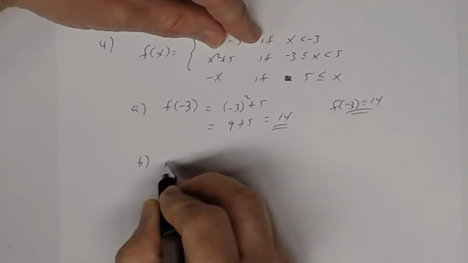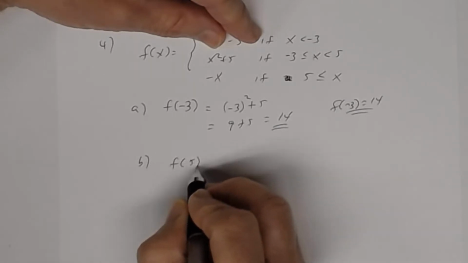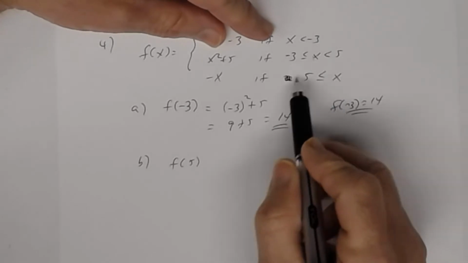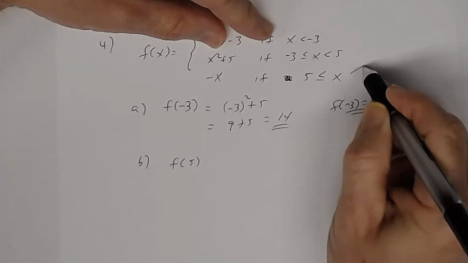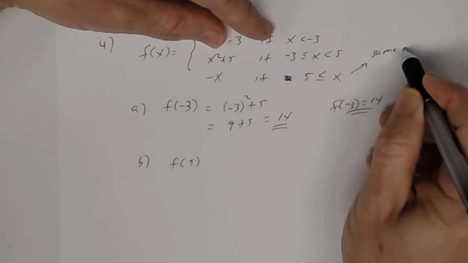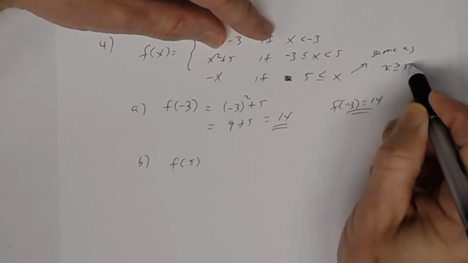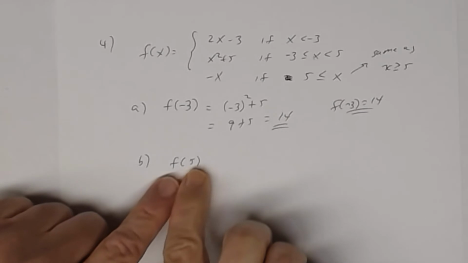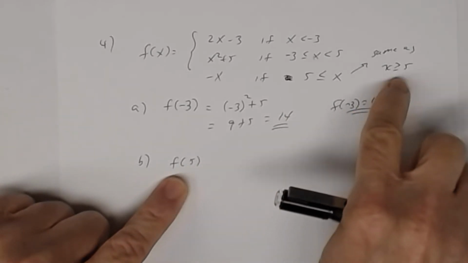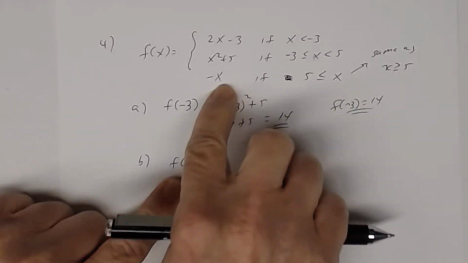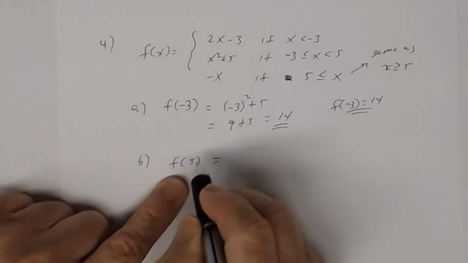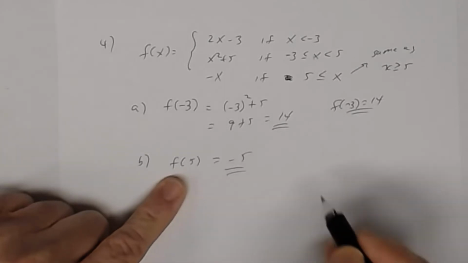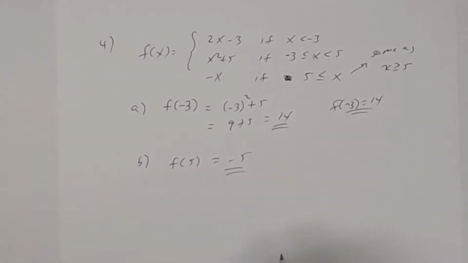In B, you want to find f of 5. All right, so you have to remember that 5 is less than or equal to x means the same thing as saying x is greater than or equal to 5. So if I want to find what f of 5 is, that means x is 5. So x is 5 here because of that equal sign. So I'm going to have to use this one. So f of 5 would be the opposite of x, which is negative 5. So the answer is negative 5. All right, so that's number 4.